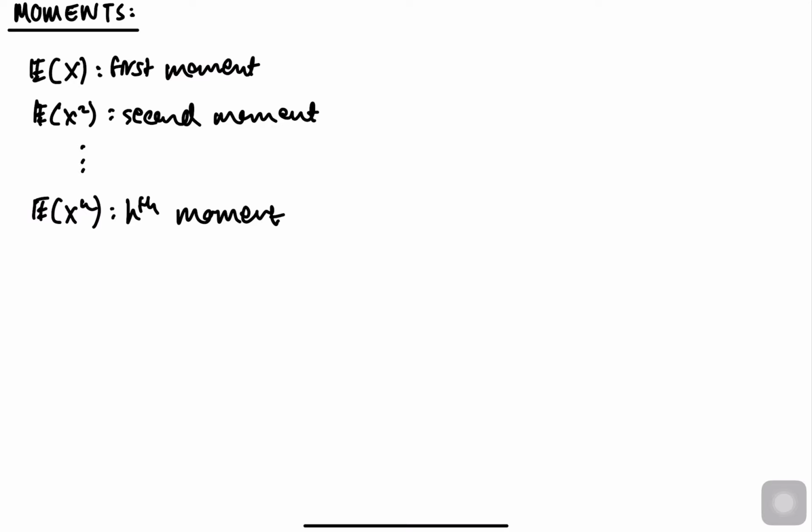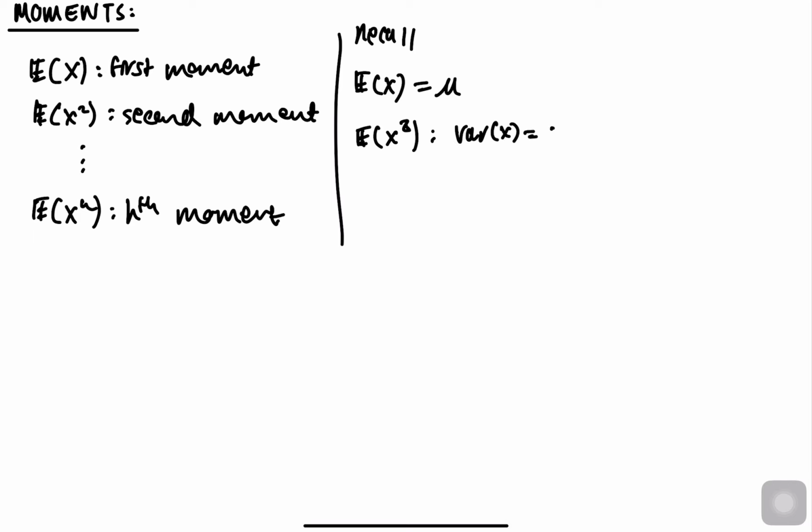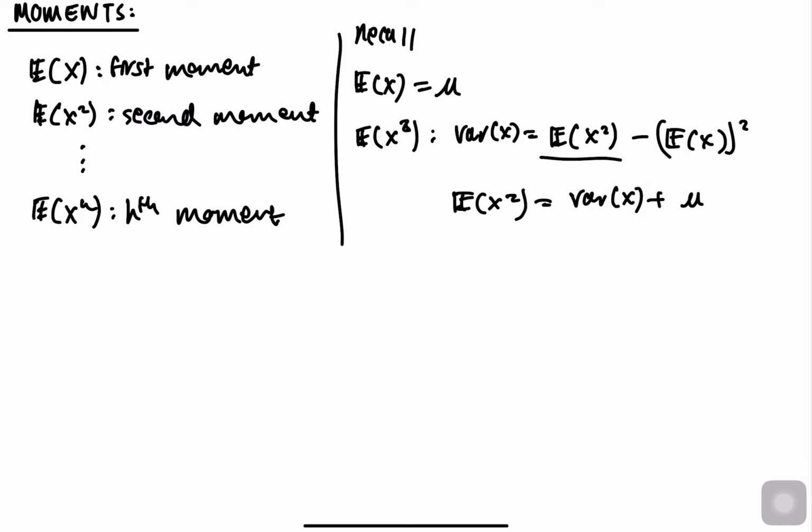Now, the next question is, how can I evaluate my moments? You might recall that the expectation of x is simply mu, and we can find the expectation of x squared using this relationship right here, that the variance of x is the expectation of x squared minus the expectation of x, all squared. So if I make this the subject of the formula, I get the expectation of x squared is equal to the variance of x plus mu squared.